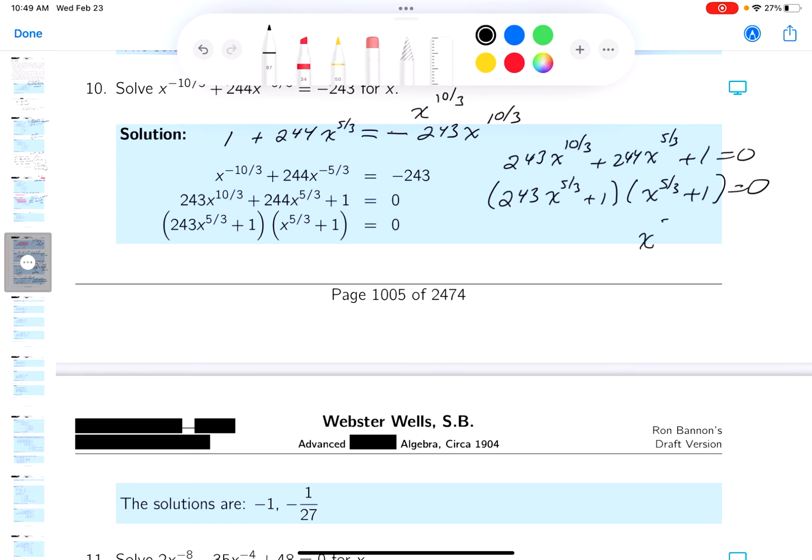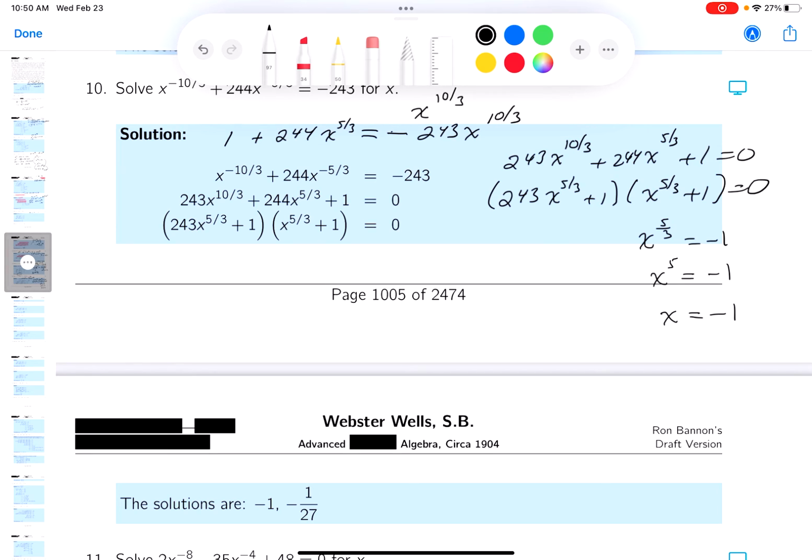But this is x to the 5/3 is equal to minus 1. I would cube both sides, and you get x to the 5th power equals, well, if I cube both sides, I still get minus 1. So x would equal minus 1. By the way, there's actually 5 solutions to that, but in a real number system, we're just going to say the solution is minus 1.